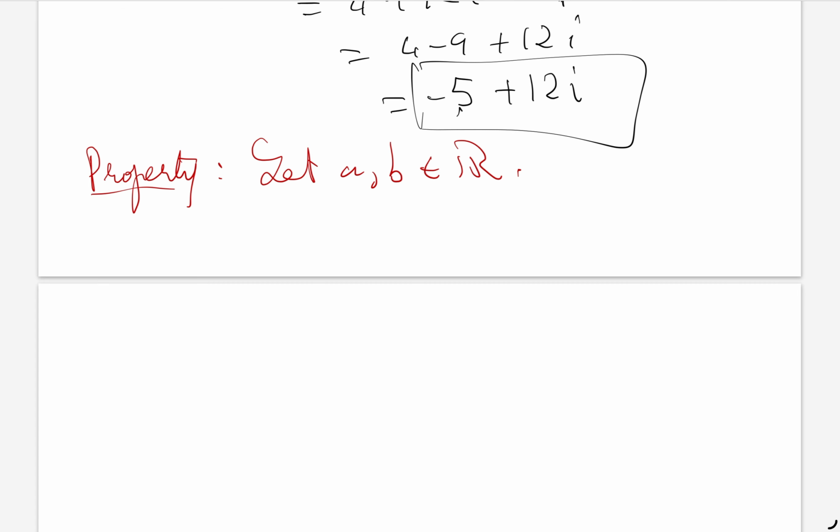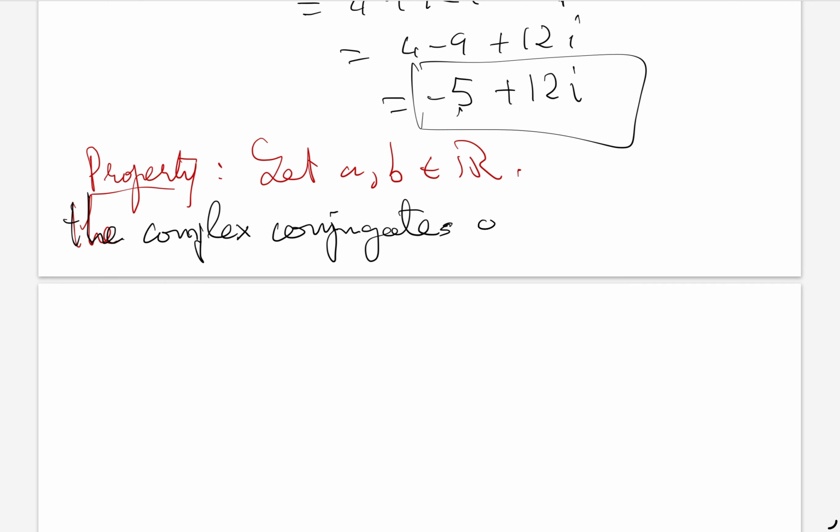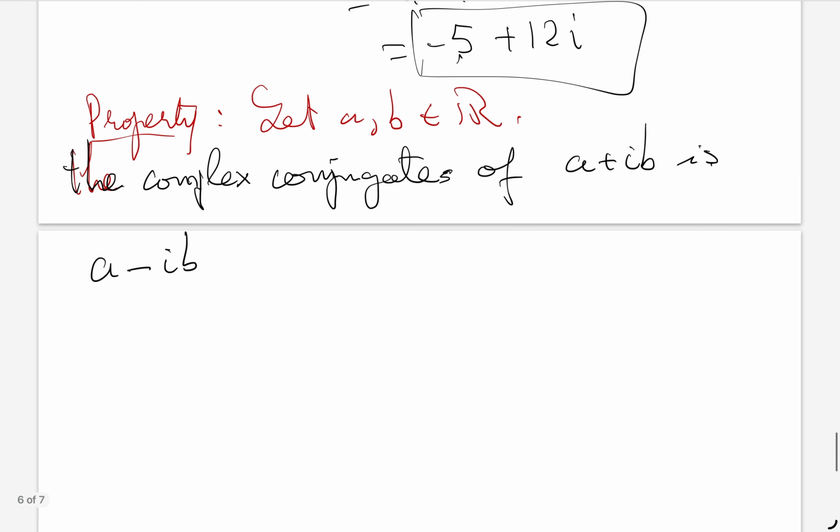Okay, let's see. The complex conjugate of a plus ib is a minus ib. That's a minus ib is the complex conjugate of a plus ib. Got it? That's the way you have to think.